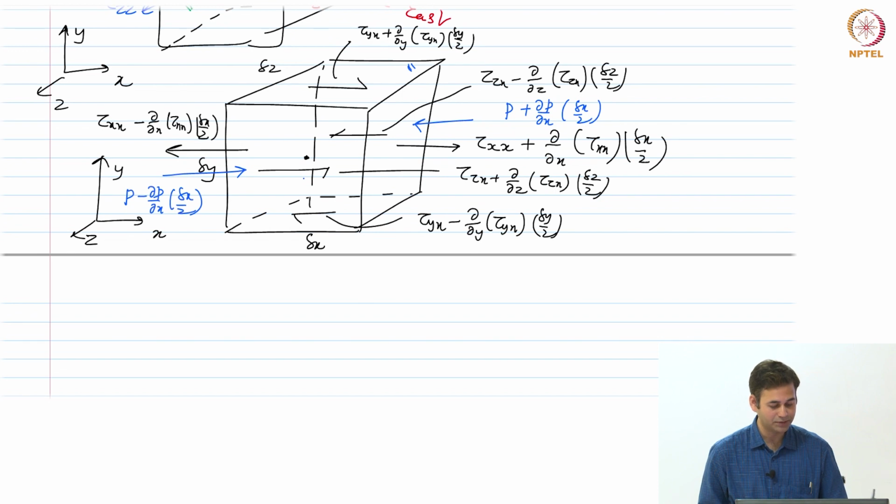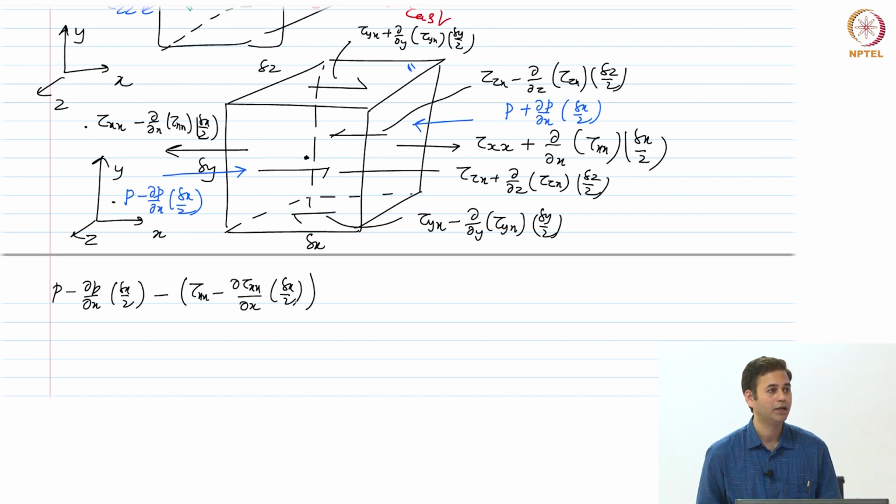If I consider the west face first, then we have P minus partial p partial x delta x by 2 acting in the positive x direction, minus I have the tau xx. So this is tau xx minus partial tau xx by partial x delta x by 2. Both of these are acting on the west face, right.